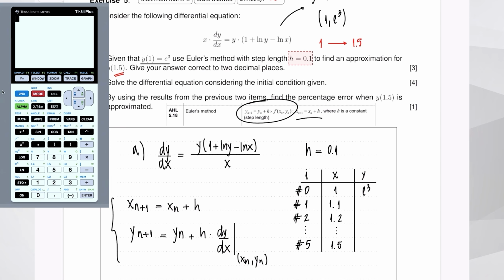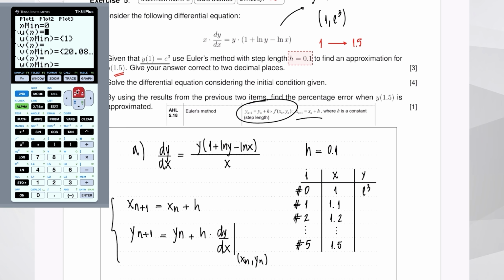So for the TI, first of all, we're going to go to the sequential mode. And then in our y equals, we're going to set our n min to 0. And knowing that u represents x and v represents y in this calculator, our initial x is 1 and the initial v is e cubed.